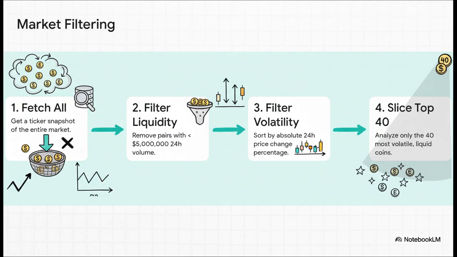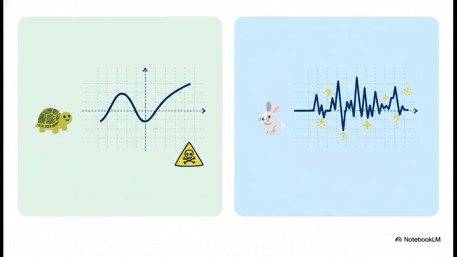on any given day. Now, once we have our 40 coins, we need their chart data. And this brings up a classic problem for any analyst, the constant battle between noise and lag. If you use a high time frame, like a 1-hour chart, your indicators are going to be smooth, they're reliable, but they're slow.